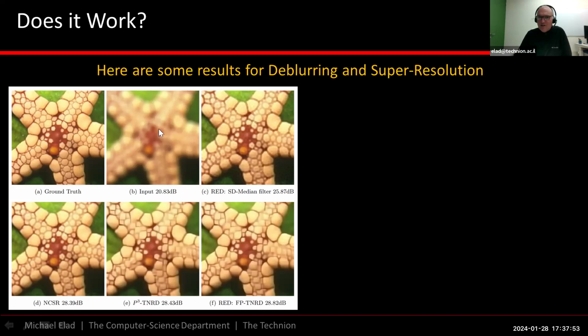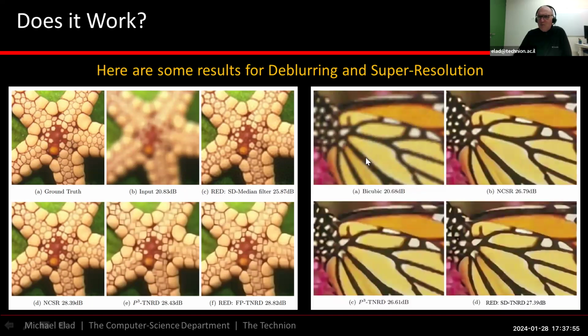This is a sharper image of this. And for super resolution, it does deliver as well. This is a bicubic interpolation of the image. This is the plug and play. This is the plug and play and the RED using the TNRD. And this is the NCSR that I told you about. And plug and play and RED here is doing even better than NCSR. The result is sharper, crisper, etc.